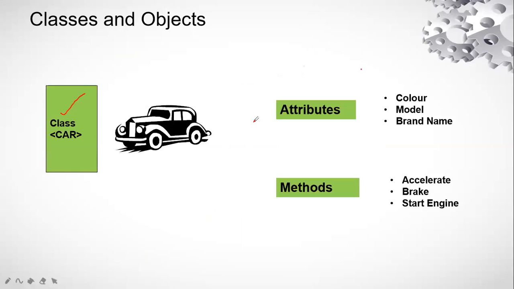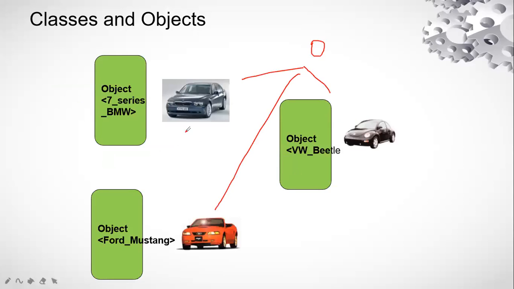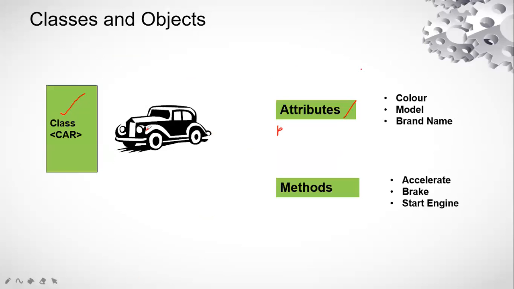Now, I'm going to see what the attributes are. Attributes are color of the car, model of the car, brand name. Each object will have these attributes or properties. You can also call them properties. So these properties can be color, the model, the brand name. All these three will have all these properties, but the value of these properties will be different.